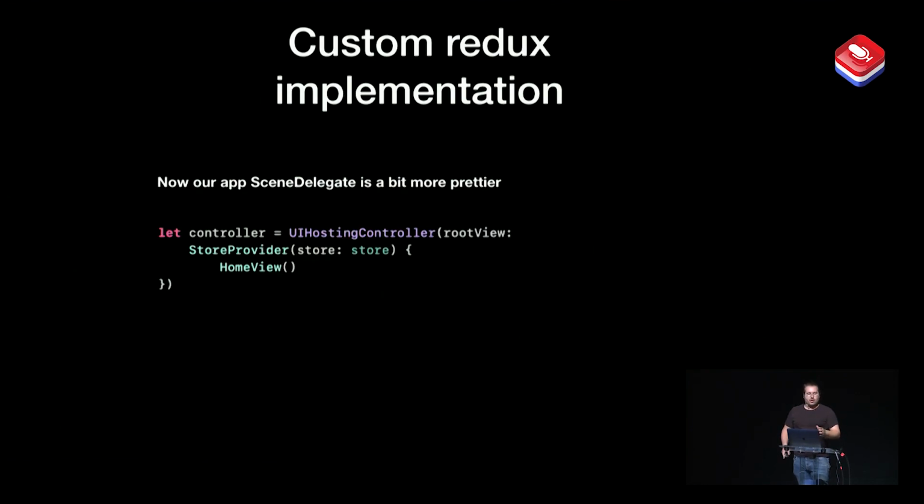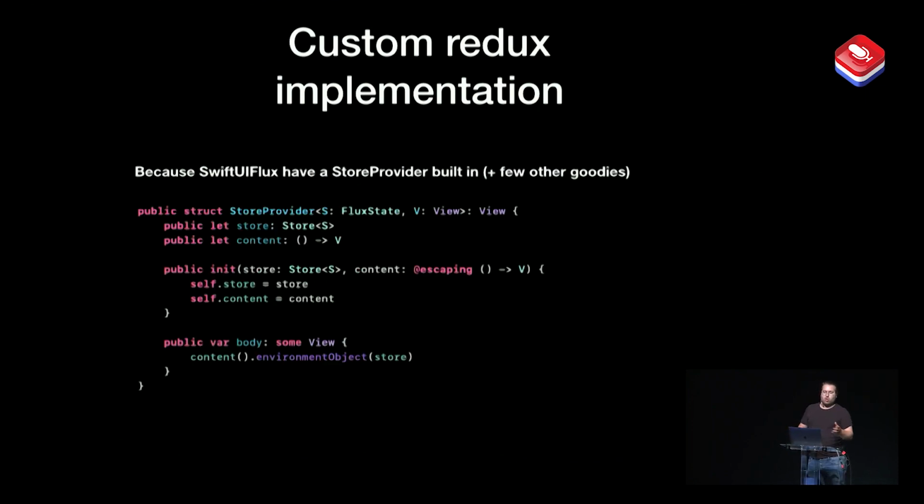Now let's look at what it looks like now that I use my library SwiftUIRedux. Instead of directly injecting the store, I will wrap my HomeView into a container view called StoreProvider. StoreProvider is just a shortcut to do the same thing. It takes my content view and injects my store as an environment object. But later, when I add more features, you'll be able to benefit from it if you use a StoreProvider.